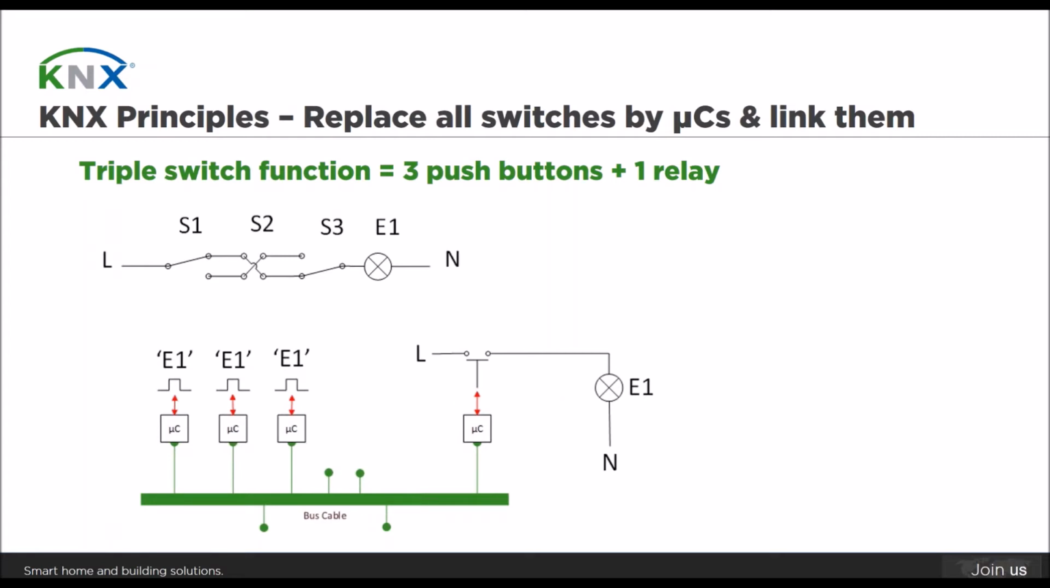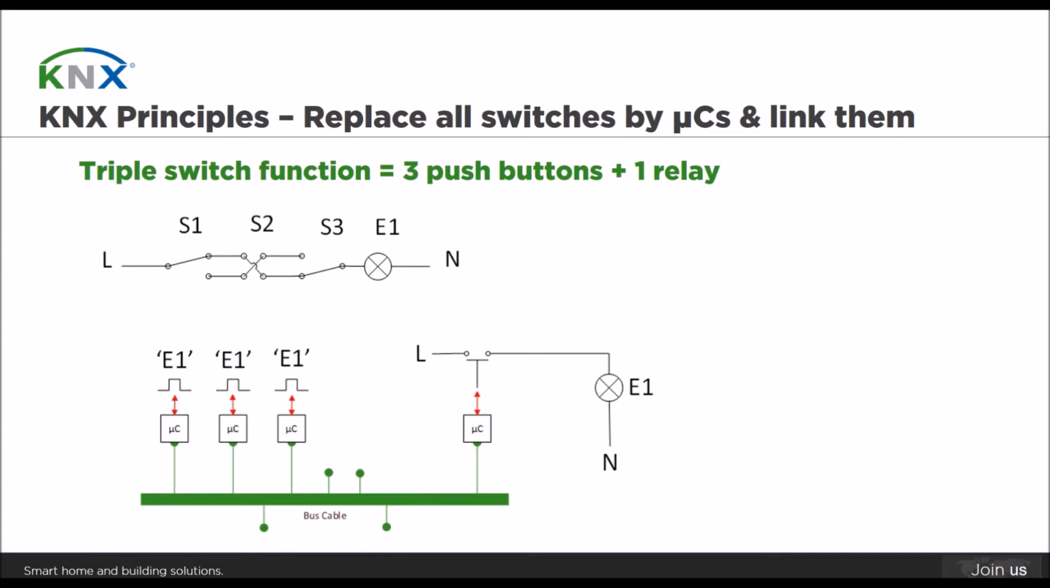And that's what we see here. I took as an example the triple switch function, so the 3 independent operating points for the electrical consumer E1. So you might recognize it. Instead of putting it in a vertical position, we put it now in a horizontal position. So let's convert the system. We will do that step by step.